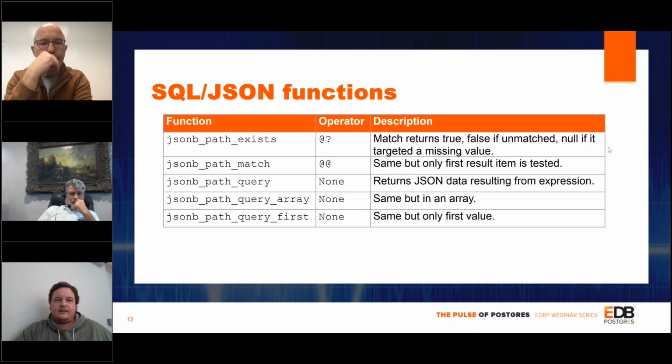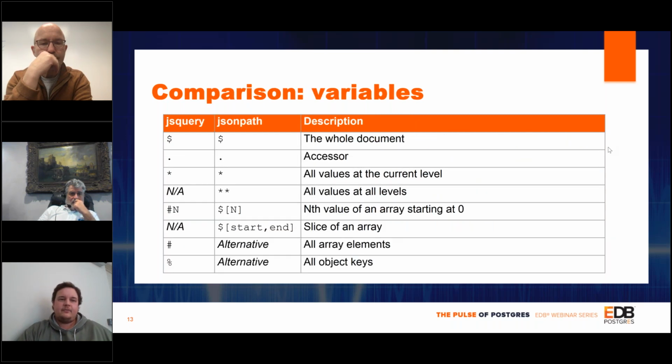I've just made a few tables that show you the equivalent functionality between Jsquery and SQL JSON. I've actually put JSONPath here. So just to explain, JSONPath is the data type used for SQL JSON expressions. So when you're passing an expression to a function, you would cast it to a data type of JSONPath. So that's a data type.